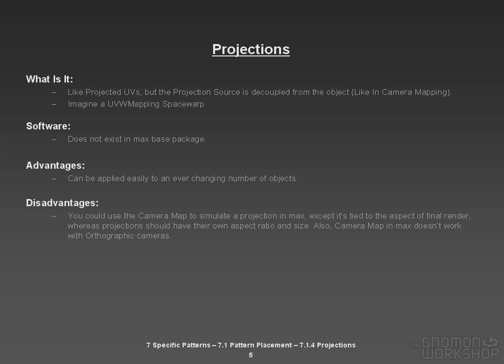So the disadvantage is not really a disadvantage with the technique, but it's a disadvantage with the camera map techniques inside of Max, because a camera map is very similar to a projection, except for two things, and those are the two things I mentioned before under the camera mapping section. And that is the camera map is tied to the final aspect ratio of your final render. And for projections, say you had a reasonably square object, you'd want to use a square projection, but you can't do that using the camera map modifier unless your final render is also square. And then also, camera maps don't use orthographic cameras. And usually projections are orthographic and not perspective.